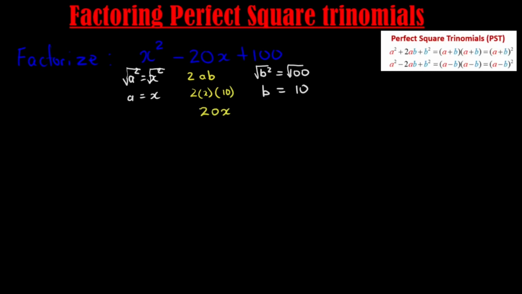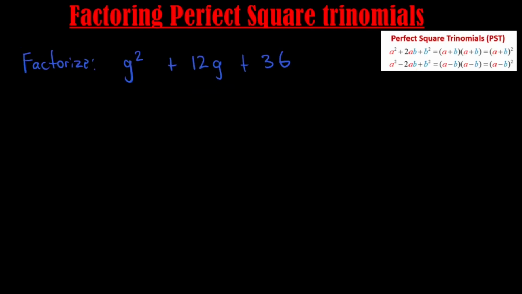Seeing that all three criteria are met, we can go ahead and factorize using the perfect square trinomial. When we factorize, it would be a, and our a is x. Based on the trinomial we have, it would be the second form, (a minus b) all squared. So x minus 10, since b is 10, all squared. That is our factorized answer: (x minus 10) all squared.